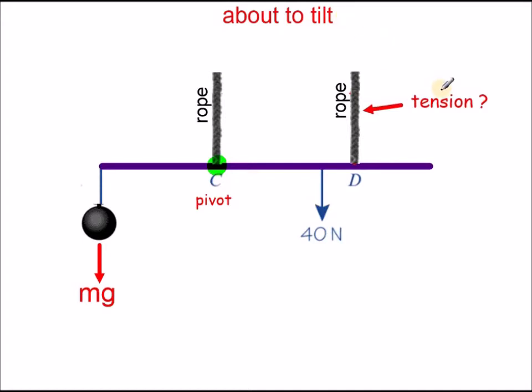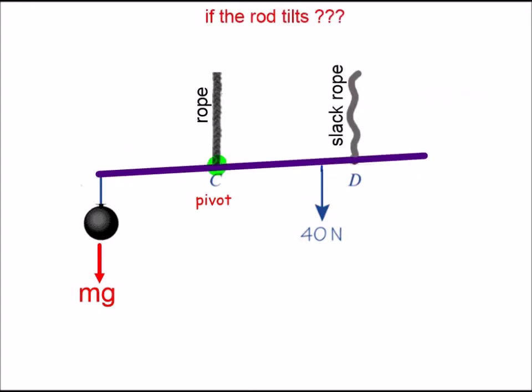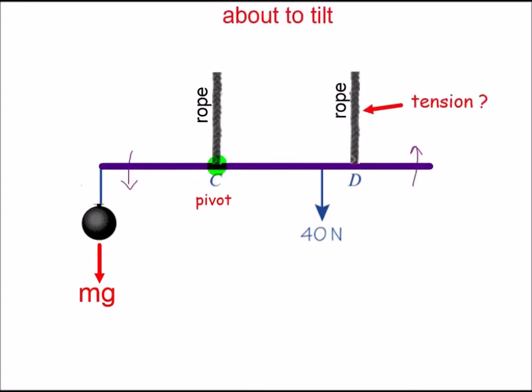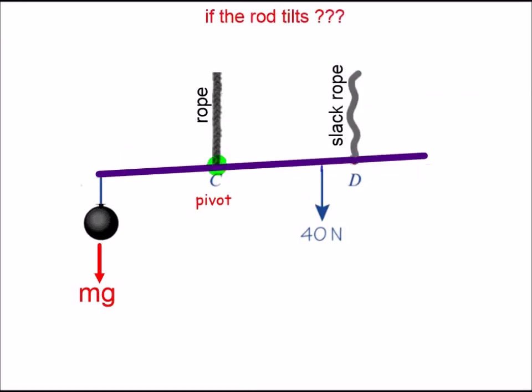To get a better understanding of why point C is the pivot point and why at the point of tilting the tension in the rope is 0, let's have a look at what would happen if the rod did go on to tilt. If it does tilt, this side will come down and this side will move up like this. So it was this and it's tilted, so now we've got this situation, and we can see there is some kind of rotation around this pivot point, and the rope has become slack, so the tension in the rope is 0 newtons.